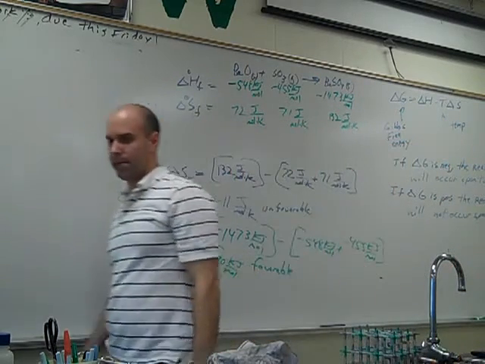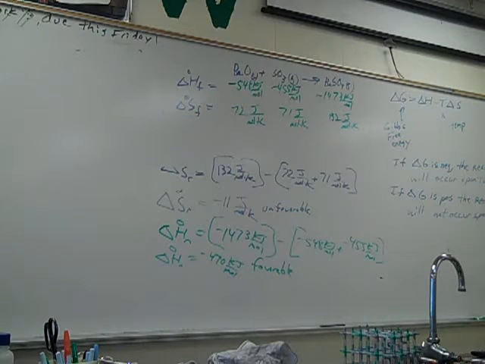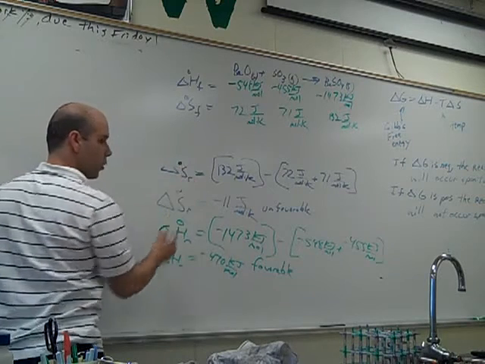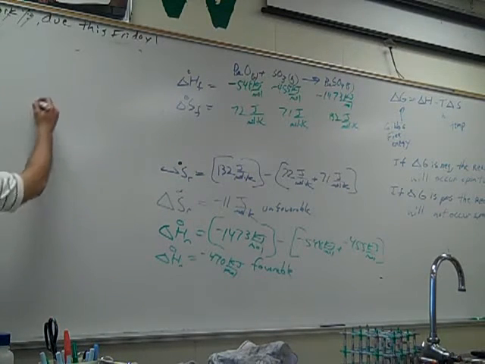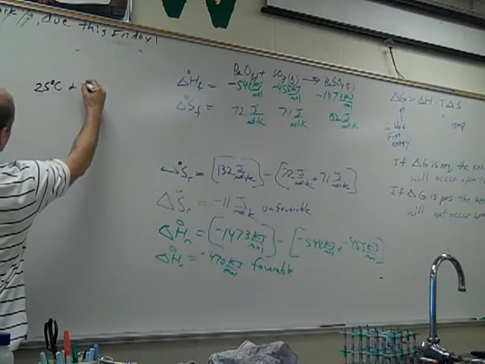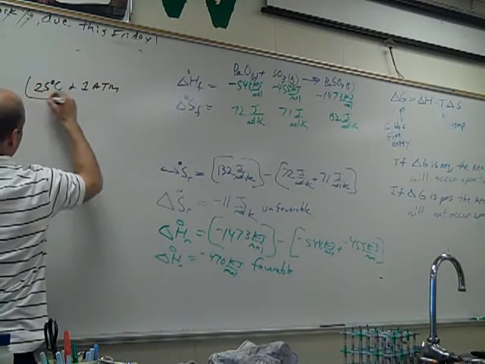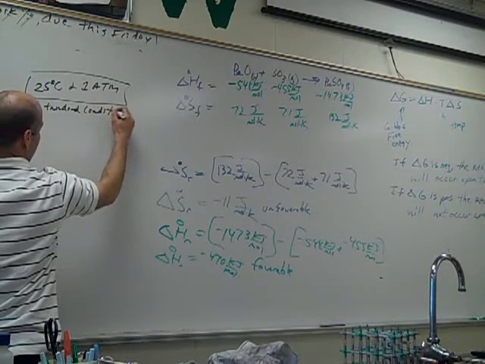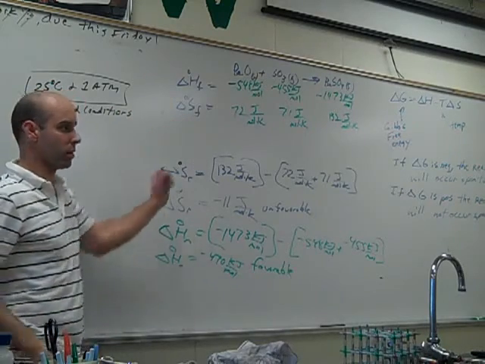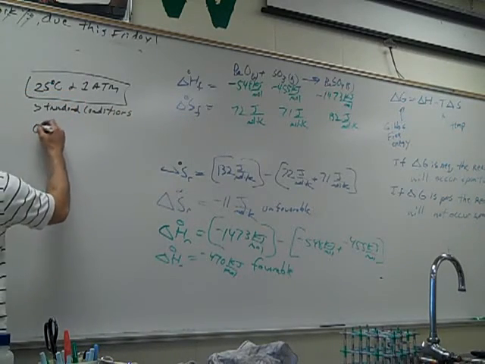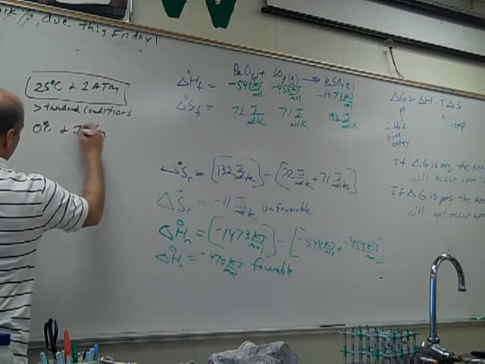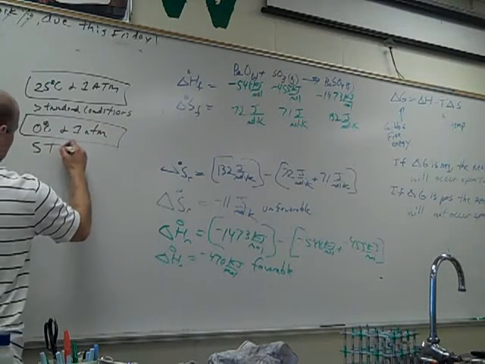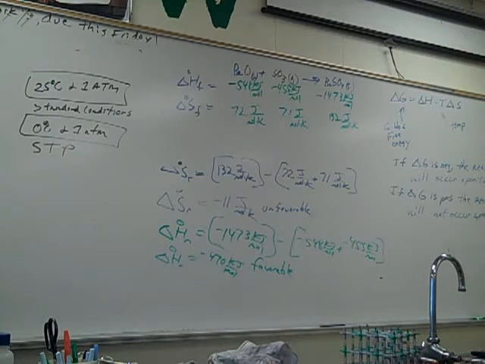And what temperature are we at? What does this little degree symbol mean? It means 25 degrees Celsius. So 25 degrees Celsius and 1 atmosphere is called standard conditions. That's what the little degree symbol means, standard conditions. Do not confuse that with 0 degrees Celsius and 1 atmosphere, which is STP, or 101.325 kilopascals. Oh, okay.